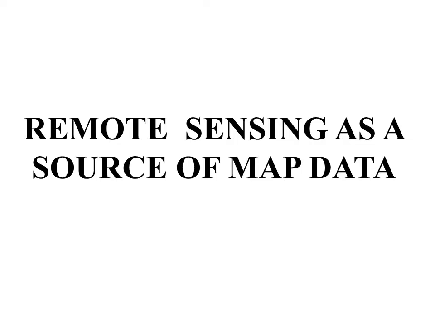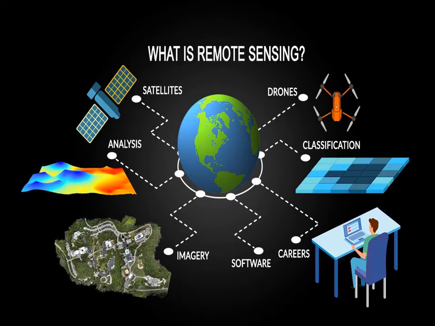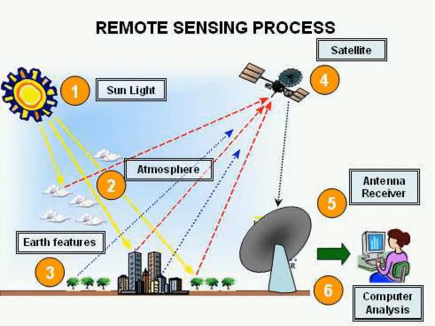Remote sensing as a source of map data. What is remote sensing? It refers to the observation and measurement of Earth's objects without having contact with it. Remote means far away. Sensing means observing or collecting information. It means acquiring information of a place or a thing from a distance using a variety of tools and methods.